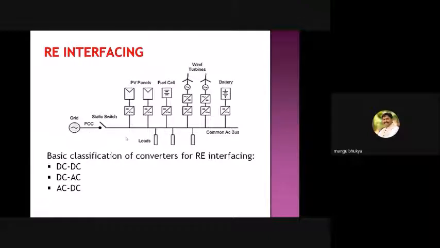If you see the renewable sources, that is wind source, battery, PV panels, fuel cell, and our conventional grid. The conventional grid, our utility, is in the form of AC. So there is an AC bus, and the load may be either an AC load or a DC load. So we require interface circuits between the grid and the renewable sources for interconnecting with the grid, just like DC to DC, DC to AC, or AC to DC. These are the interface circuits we require.